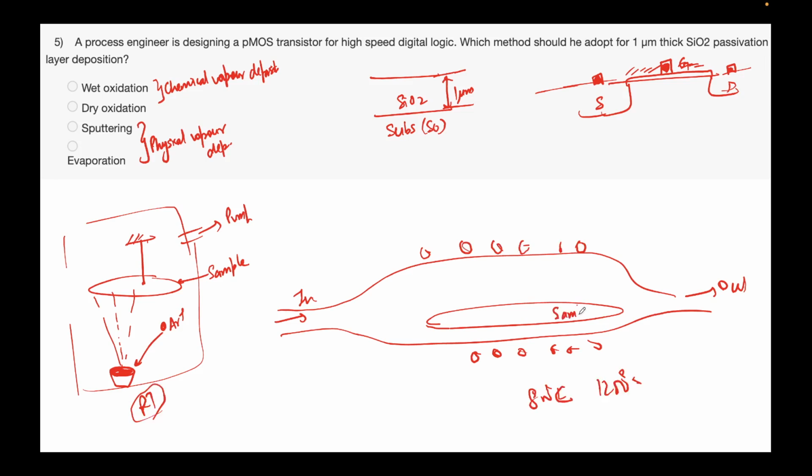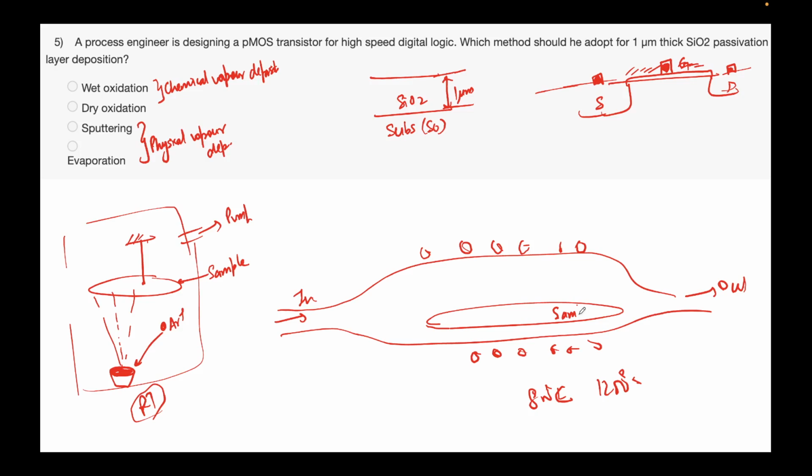You need some gases which are called the precursor gases. If the precursor gas is, let's say, oxygen only, we call this dry oxidation. For wet, we flow H2O. Essentially these gases will come on the surface and dissociate, and the oxygen will consume the silicon that is there to form SiO2.